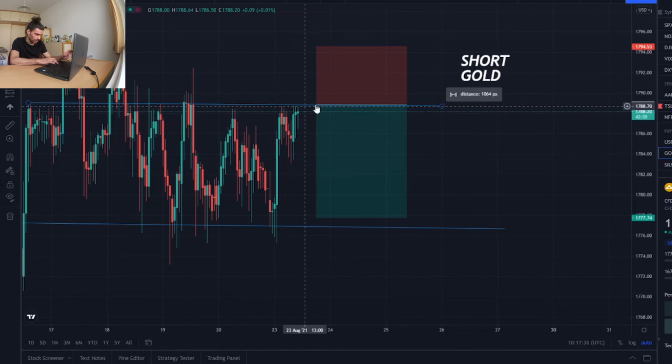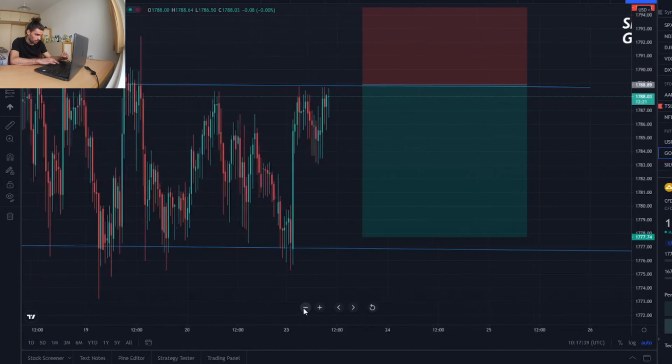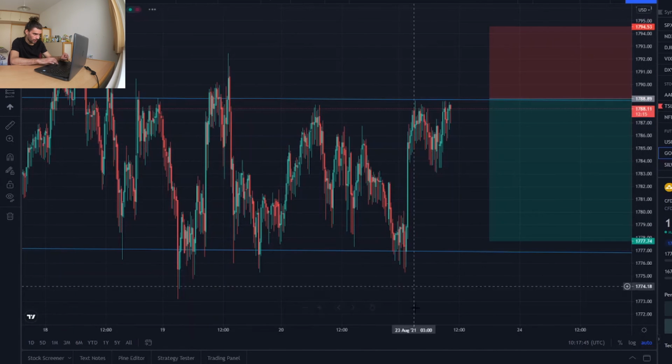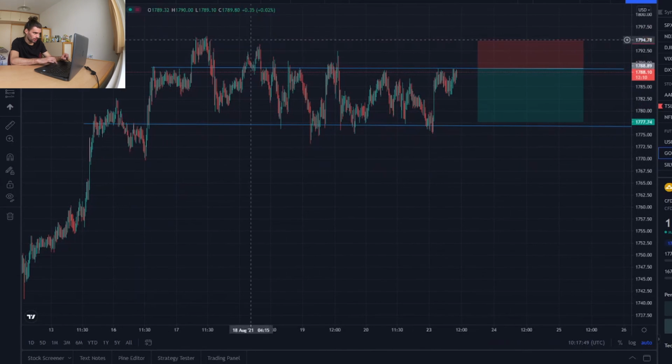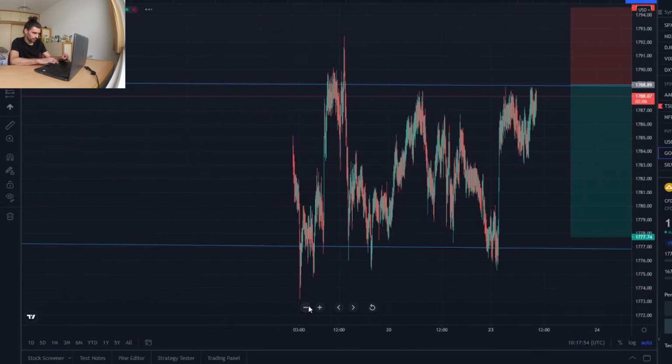But I would still wait here, maybe for a clearer bullish or bearish sign. Otherwise, if we skip down to the 30 minutes chart, the choppiness is still here, but as I said, I would look out for a shorting position.